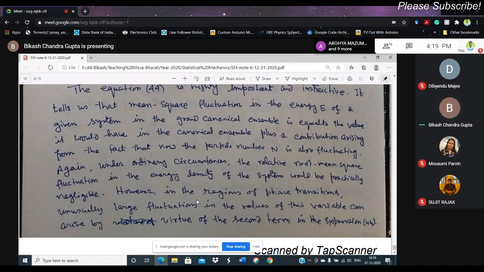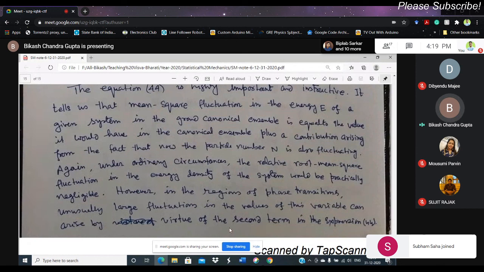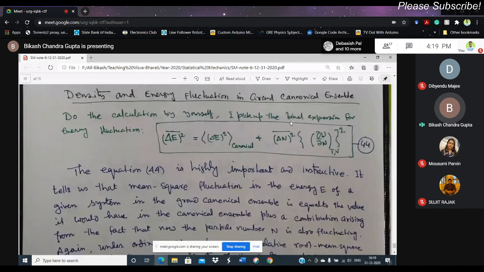However, in the region of the phase transitions, unusually large fluctuations in the value of this variable can arise by virtue of the second term in the expression 41, that is the particle fluctuation. From this particle fluctuation and this term, you get a huge fluctuation when you are close to phase transition. Okay, that probably we will experience, the practical manifestation of this, in case of Bose condensation and so on. So these ensembles are pretty useful to deal with the phase transitions in case of Bose gases and so on.